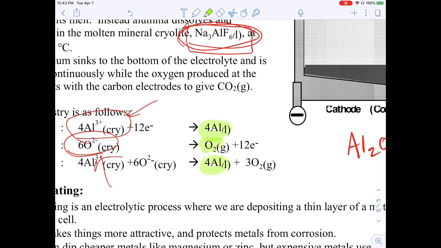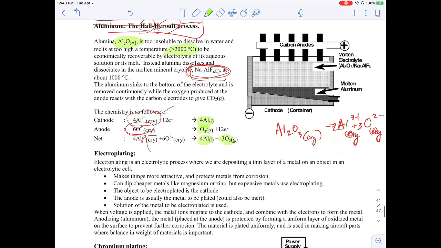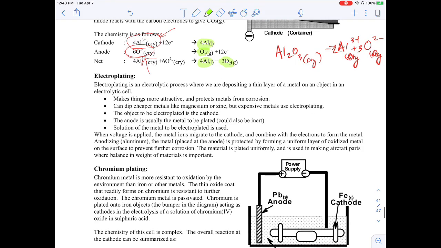and you'll also get some oxygen. They really want the aluminum, and this dropped the price of making aluminum to the point where your aluminum can is worth 5 cents. It used to be worth more than gold because it was so difficult to refine.